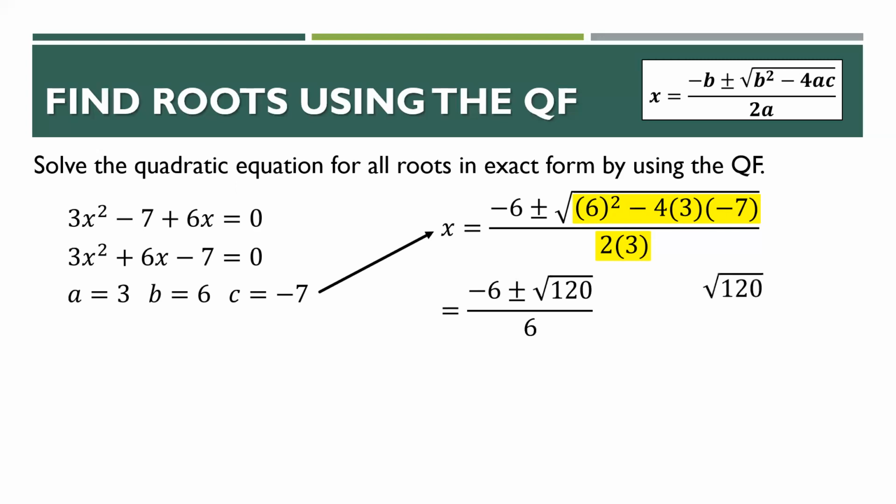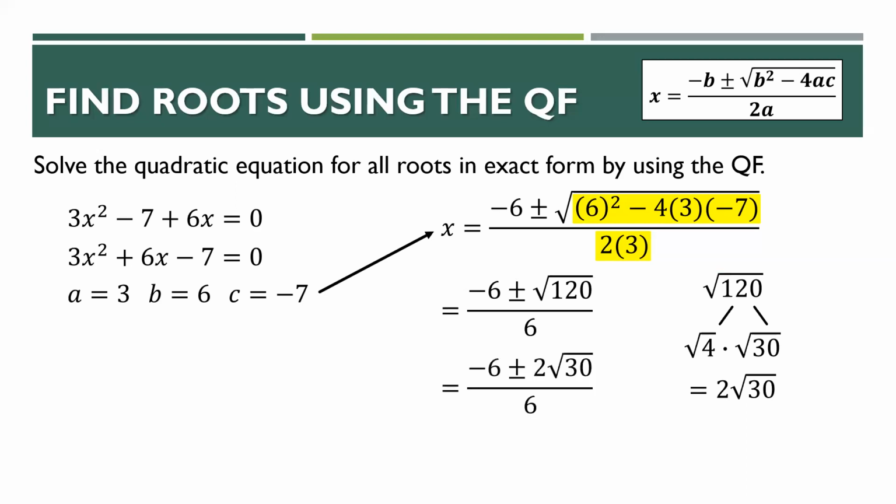Next, I'm going to see if I can break down the square root of 120. And I can, because the perfect square 4 divides 120 into the square root of 4 times the square root of 30. So simplifying, we would get 2 square roots of 30. And I'm just going to replace the square root of 120 in my formula with 2 square roots of 30.